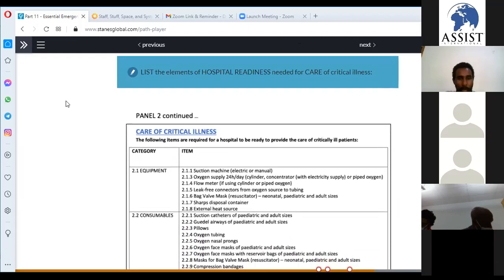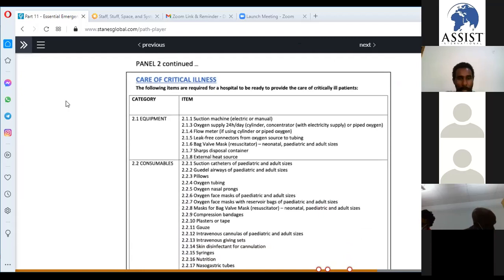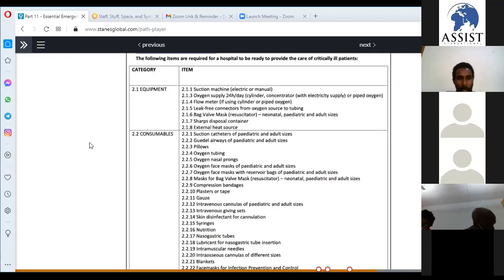And to care for such patients, what you need is also in the same category as equipment. You need a suction machine. It could be manual or electrical. You need an oxygen supply, of course, definitely. A bag valve mask, or the ambu bag, what you call it, okay? Heat sources to manage the temperature of patients who are hypothermic.